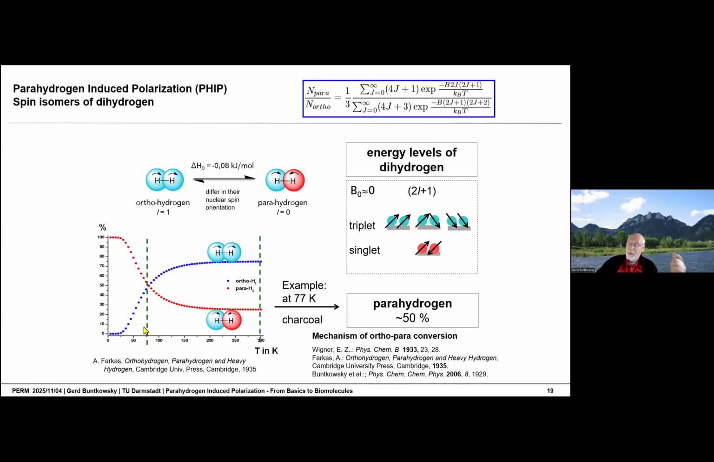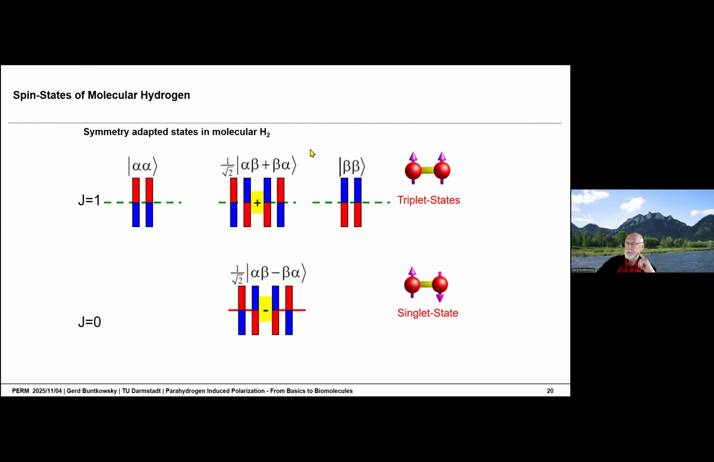There's no ortho hydrogen. At liquid nitrogen temperature, 77 K, they're roughly 50-50. And at room temperature, it's nearly this ratio, 1/4 to 3/4. If you want to look precisely, you can use this equation for calculating these ratios. Connected now with these antisymmetric states, there are spin states which are adapted to the symmetry.